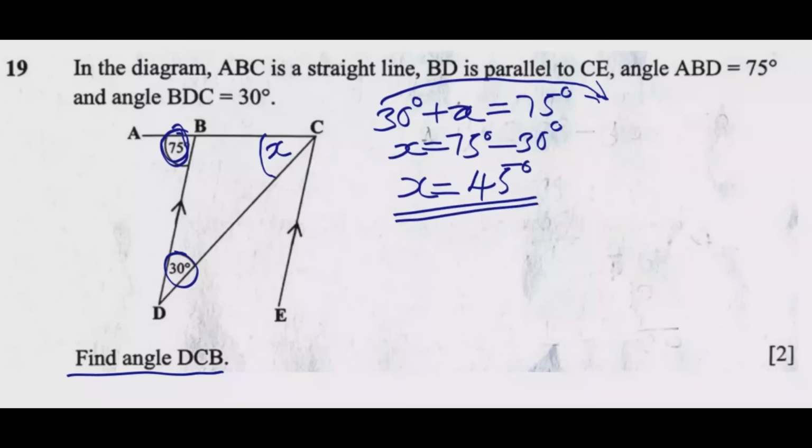This is the first one. So the value of angle DCB is equal to 45 degrees. Sorry, 45, not 40, 45 degrees. That is the first one. The second method is the one where we're going to use this property. Let me just move this.